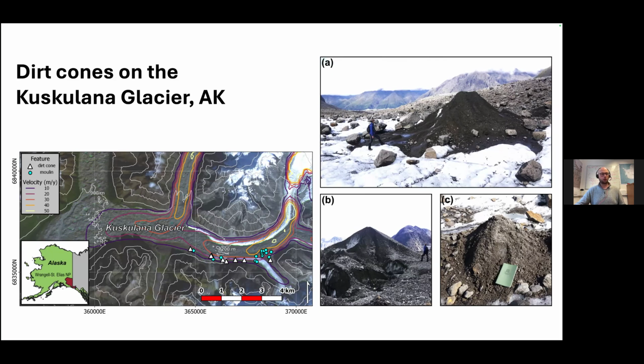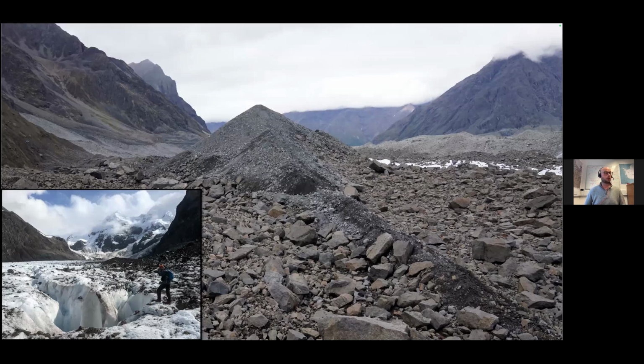And there was definitely a spatial correlation that we observed between the presence of crevasses and moulins and the development of these dirt cones that we saw. And you can see a couple more examples of these dirt cones. And while in the field, we became increasingly convinced that these dirt cones actually originated as moulins.